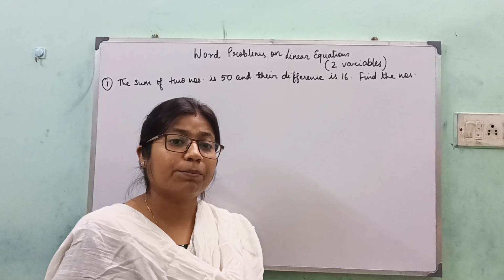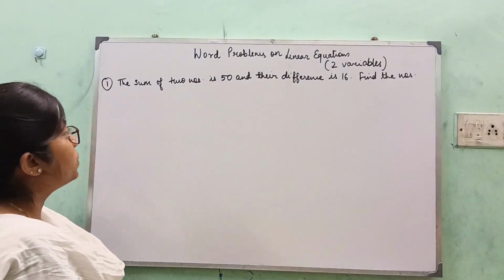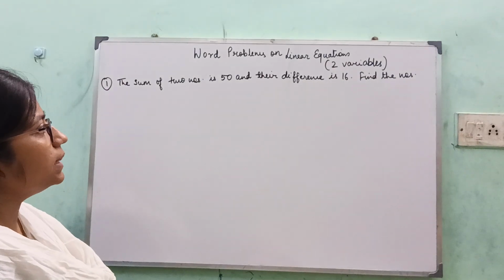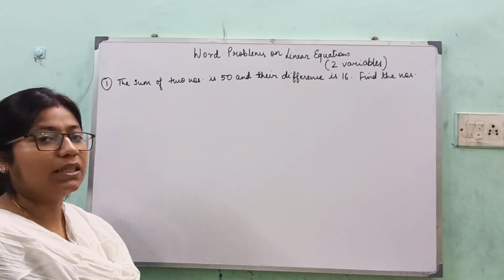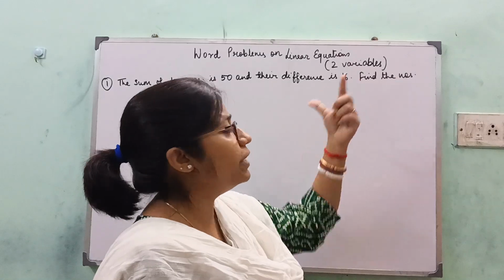Today we are going to do word problems based on this topic. As you can see, the very first question is there on the board. The sum of two numbers is 50 and their difference is 16. Find the numbers. So here there are two numbers which we have to find out.